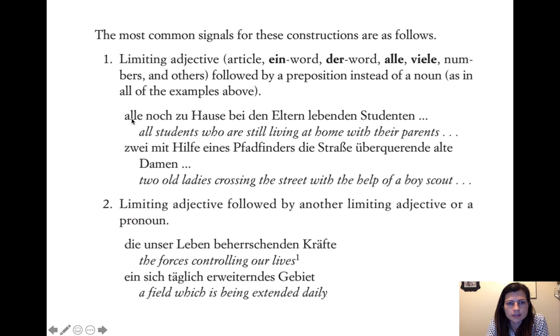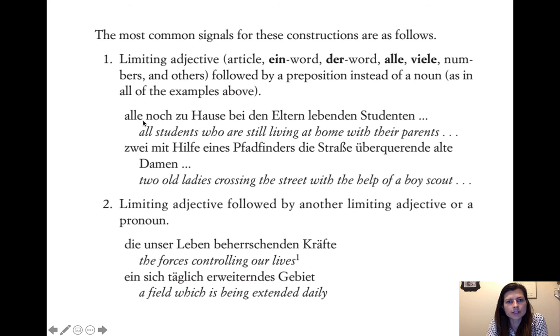So: alle noch zu Hause bei den Eltern lebenden Studenten. All students. So you see, you can have the word all before students, and they say limiting. It just means further specifying which students, right? So alle meaning all, and then Studenten is here at the end. So it's like all, and then go back and grab the noun, like all what? All students. So the students actually belongs to alle, right? So you have to say all, and then go back and grab Studenten and say all students.